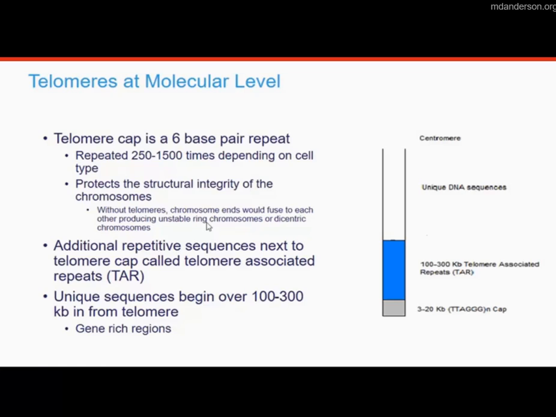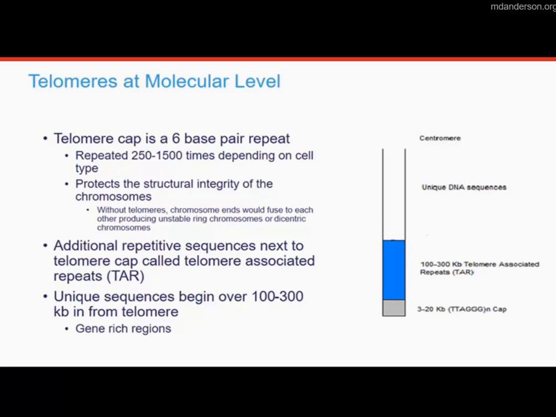Now, above that 6 base pair cap is a region called the telomere-associated repeat. So that's also a repetitive region, but it's not that actual cap. And then for each chromosome, the unique sequences begin at 100 to 300 kb in from the telomere. And this is where the unique DNA sequences are. That's a pretty gene-rich region.